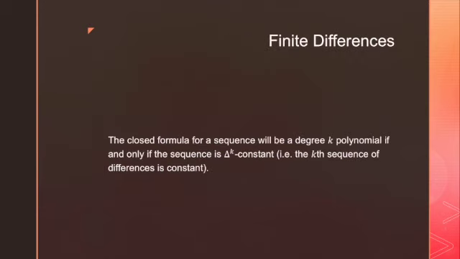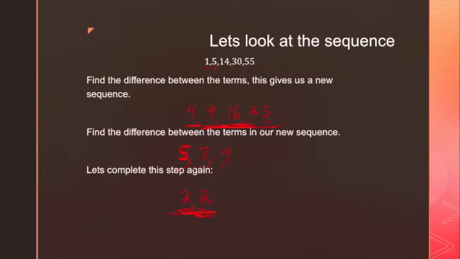If I come across a sequence, it will be a degree k polynomial if and only if the sequence's delta k is constant. So the kth sequence of differences is constant. In this case, it wasn't the first, it wasn't the second, but it was the third. So we could approximate this with a degree 3 polynomial.